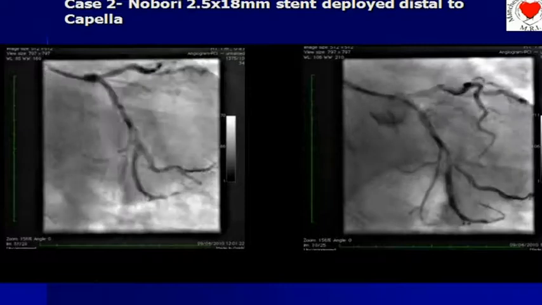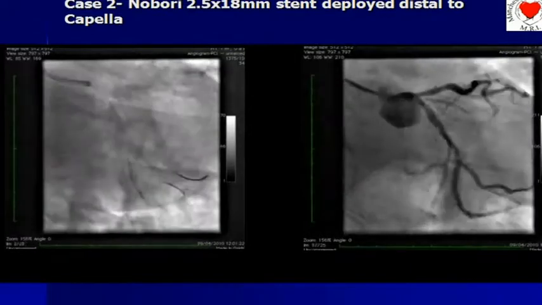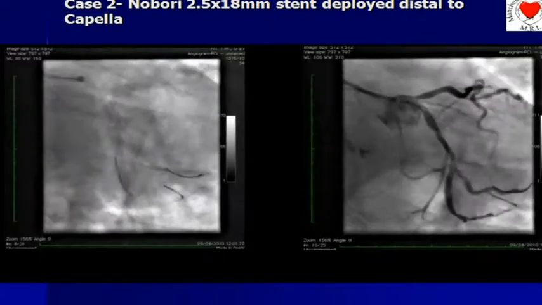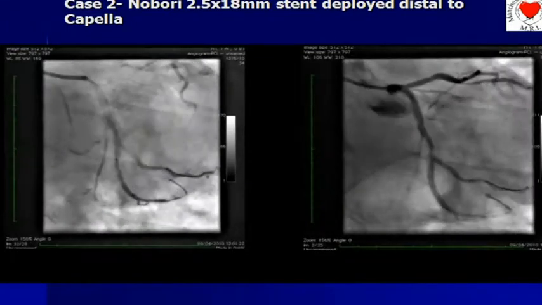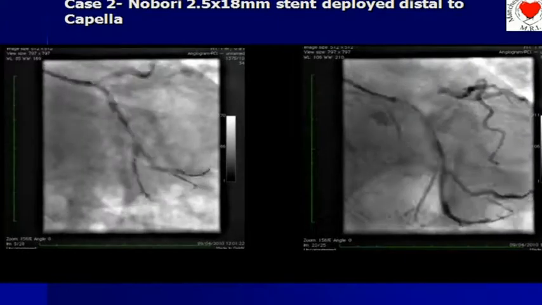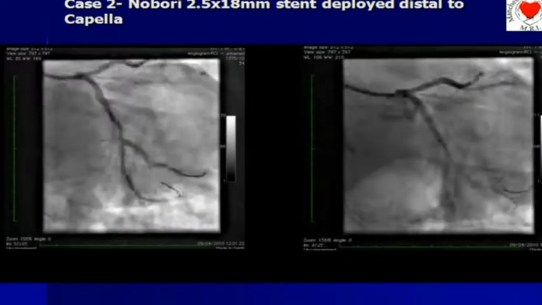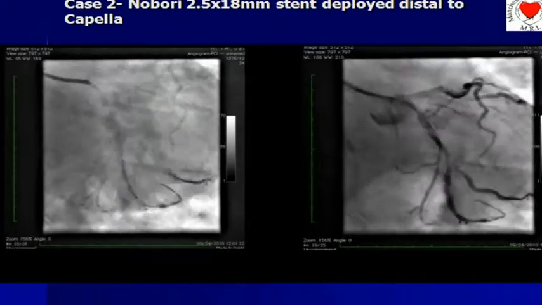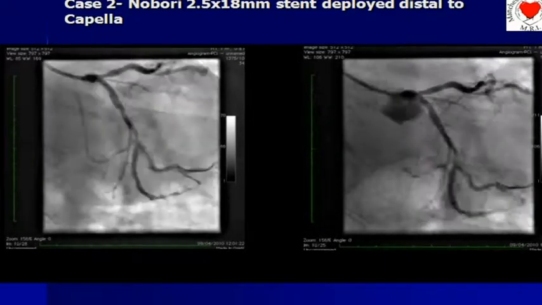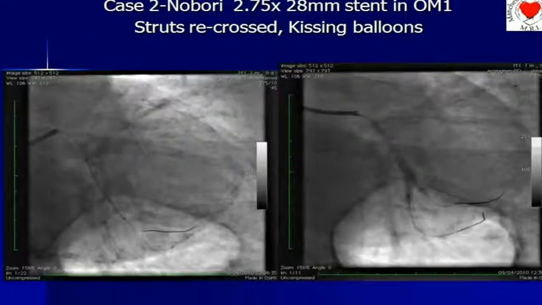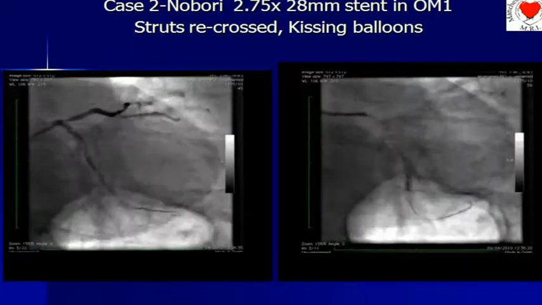And this is the answer to the question of whether you can pass a stent through the capillary. I've done that now in several cases without any difficulty and no problem whatsoever. So the stent is now placed into the AV branch. After that, this is what the result looks like. Then I put the main vessel stent here, and then after that, I did the kissing balloon.